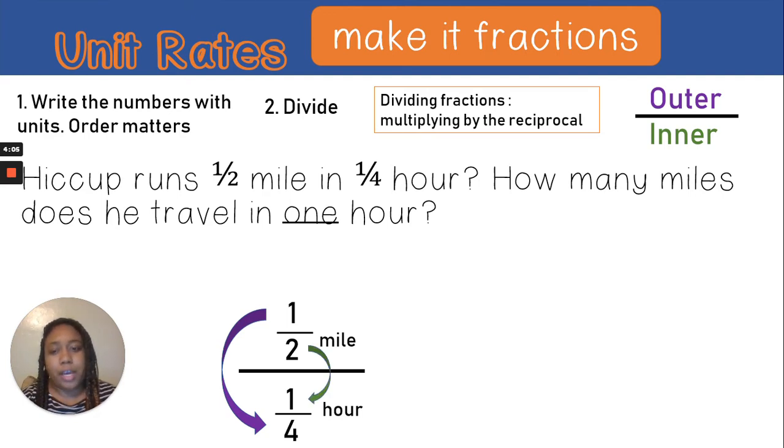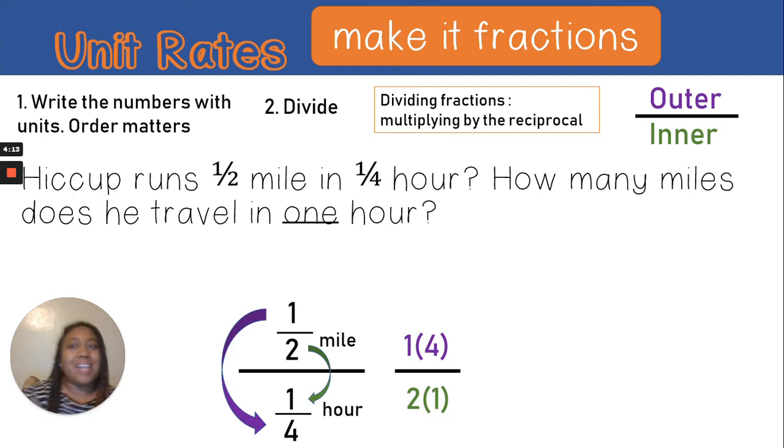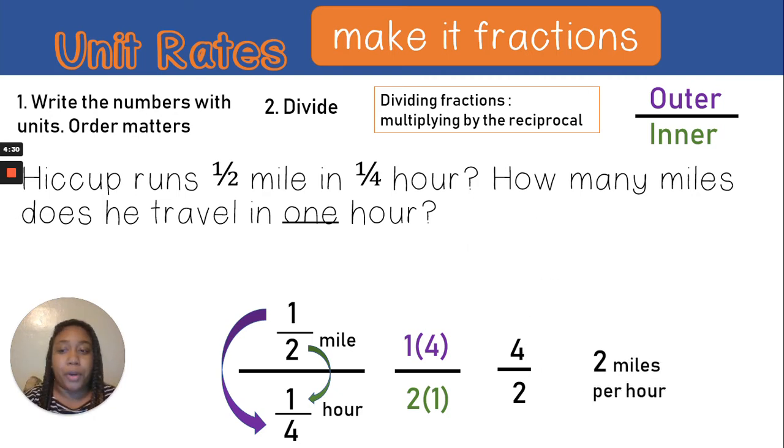So that looks like 1 times 4 over 2 times 1. So we talked about it. It's that reciprocal. I'm doing the same thing. 1/2, changing the division to multiplying, and then I'm flipping it. Instead of having to do all that, I just do some arrows. So then that's going to give me 4 over 2, which is just 2 miles per hour.